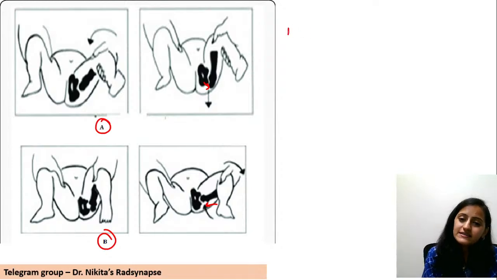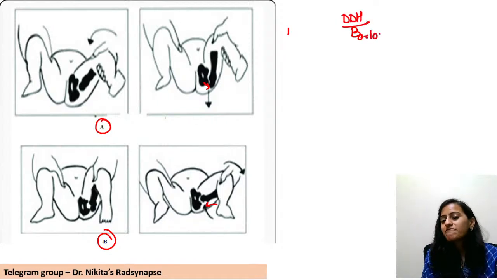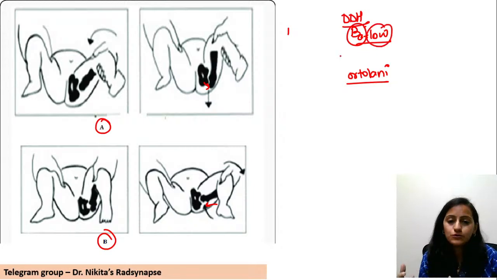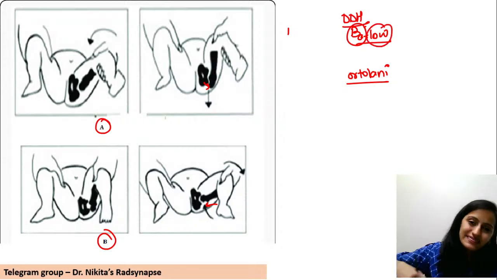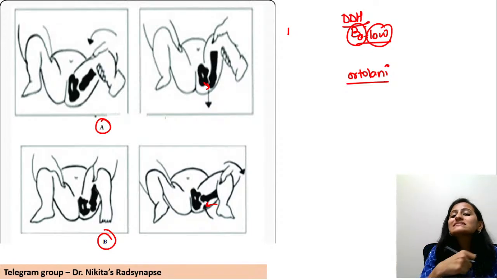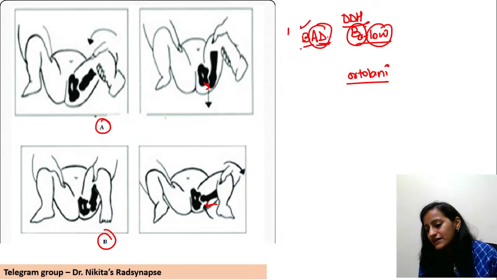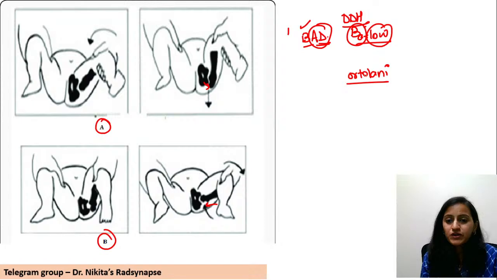So the mnemonic is, these are basically the tests for DDH. So you have Barlow's and you have Ortolani's. Okay, Barlow's and Ortolani's. The trick is Barlow's is like Bahar low. Okay, Bahar low. That means get the femur head out. That means it is dislocated. Okay, it is dislocated. And remember, when it is dislocated, it is your bad. That means Barlow's is basically the adduction.